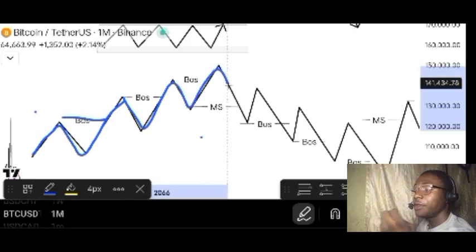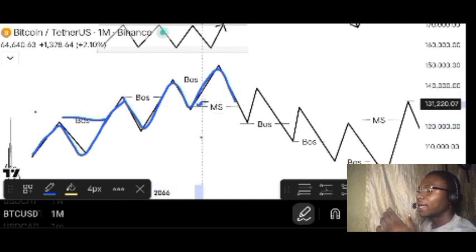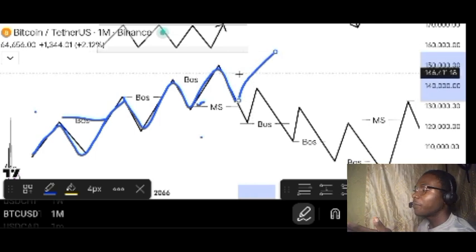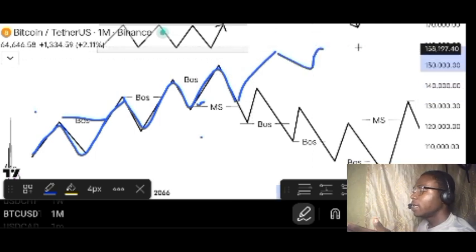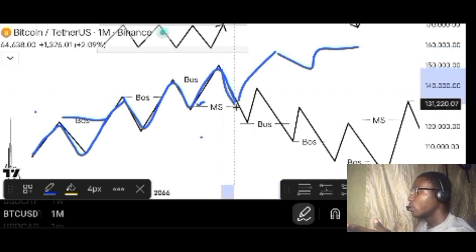Very important. Whenever you see this market shift in a higher time frame, you know that the market has shifted bearish. I see that after price created this market shift here, it came down and started creating a lower low, lower high, lower low, lower high, lower low, lower high, lower low.